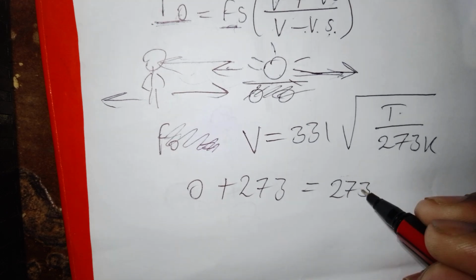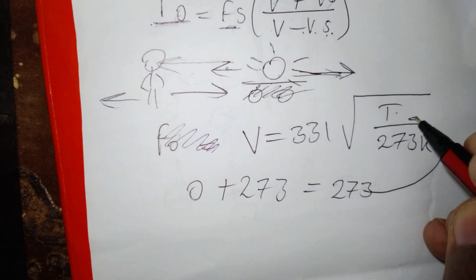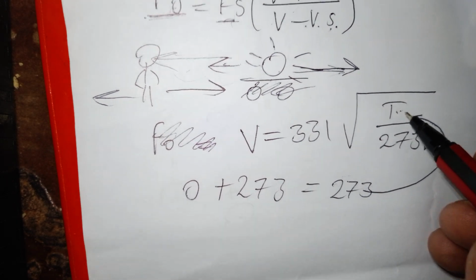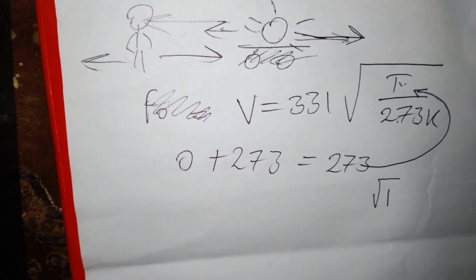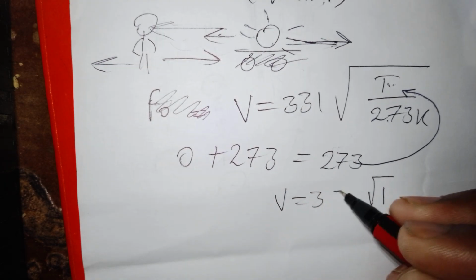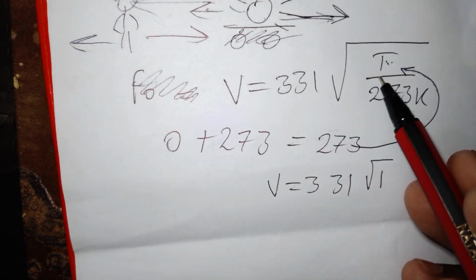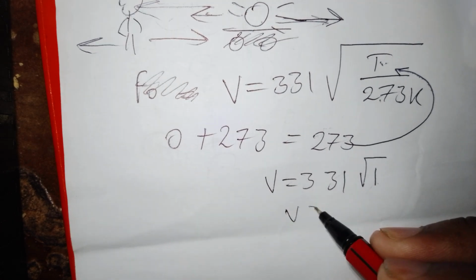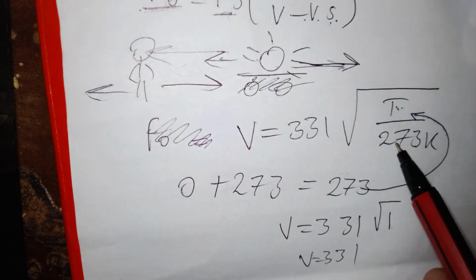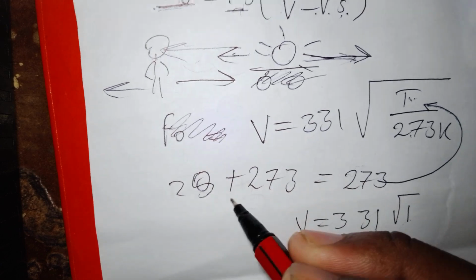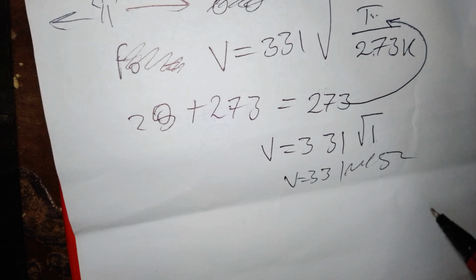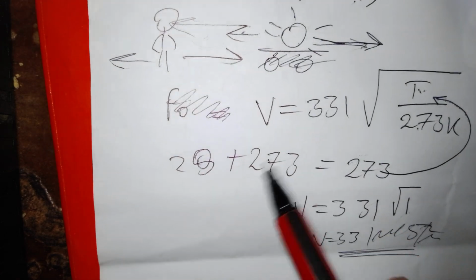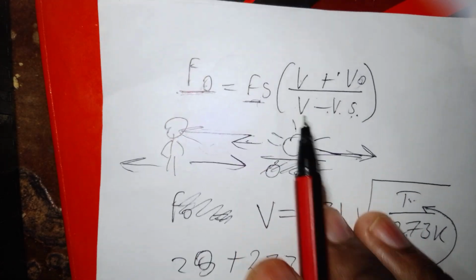273 still. So this is what you're going to substitute here. And when you do, it will be 273 divided by 273, which is 1. So you find the square root of 1, so V equals 331 times the square root of 1, which is just 331. You can do the same if they tell you the temperature is 25 degrees Celsius. So you say 25 plus 273, you substitute it there. This will be the speed of sound, in meters per second, at that time. So with that being said, let us now get to the secret.